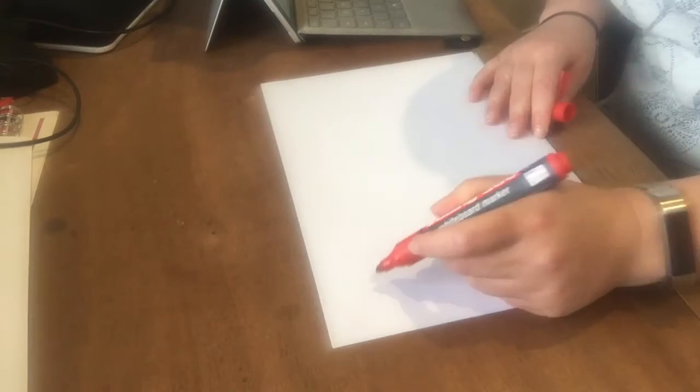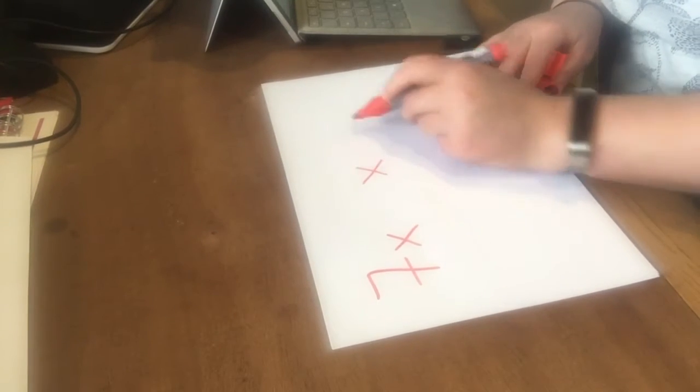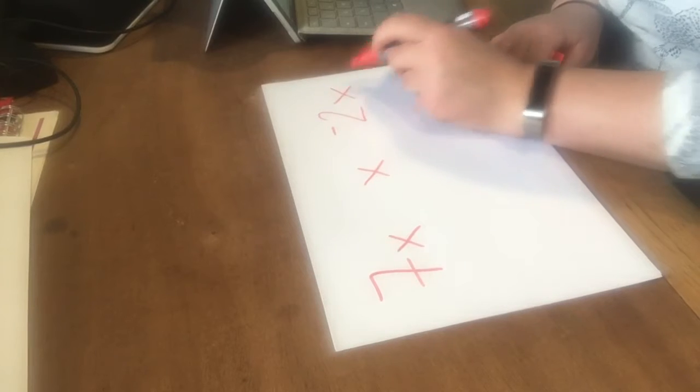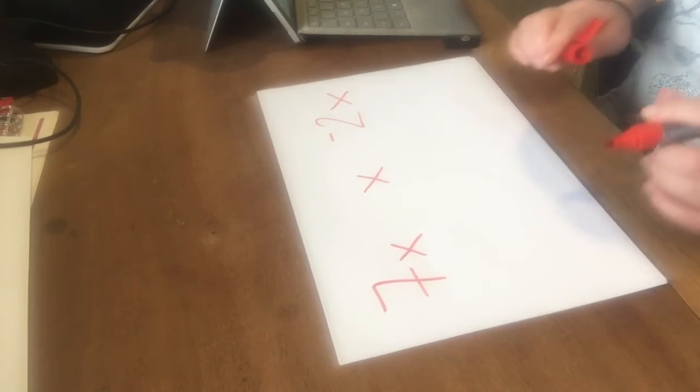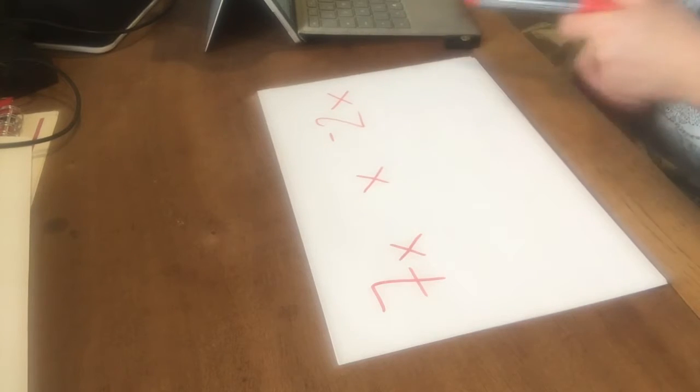If you remember, like terms are terms whose variables and their exponents are the same. In other words, terms that are like each other. For example, 7x, x and minus 2x are like terms because the variables are all x.